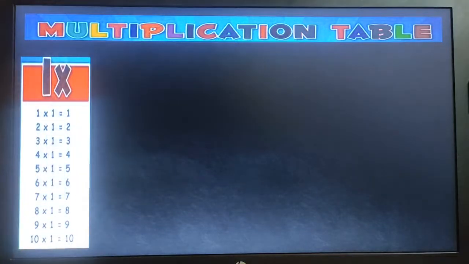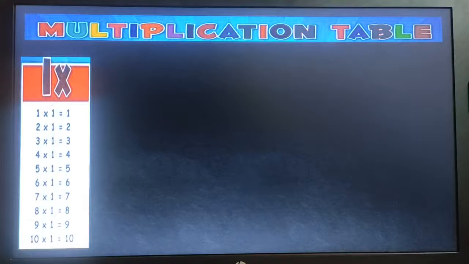Now multiplication tables. It is very important. If we have to multiply any of the number very quickly, it is very important to know the multiplication table. Let's see table of 1.